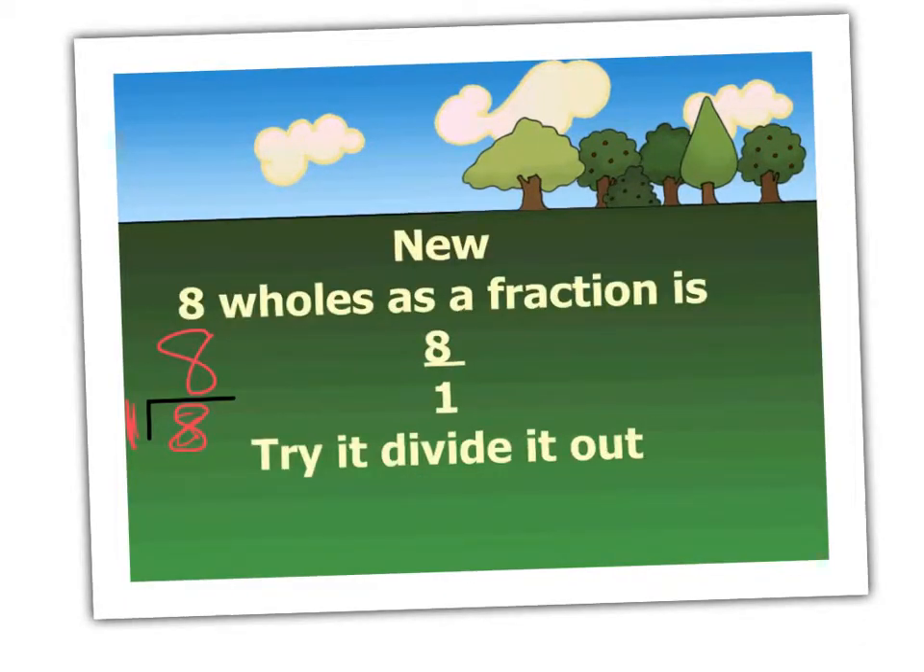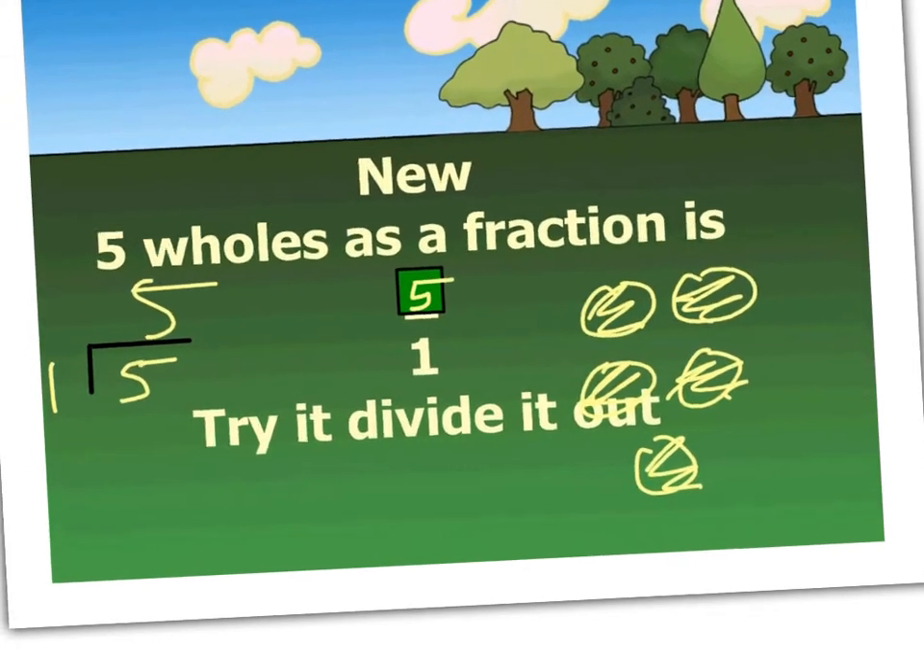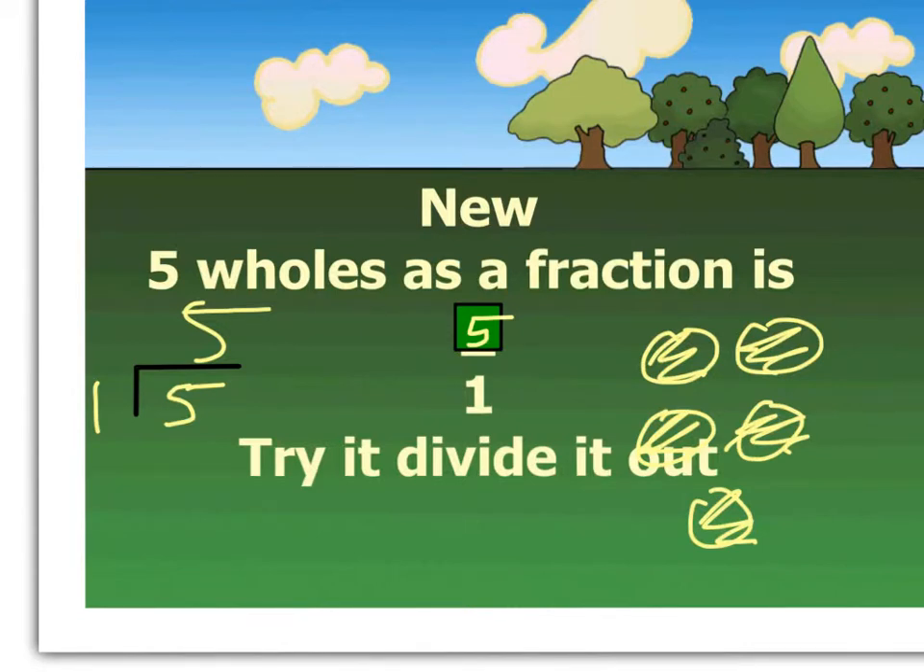We'll need that when we borrow. We talked about how 8 wholes is 8 over 1. We divided it out to try it. 8 divided by 1 is 8, so we had 8 wholes. We talked again about 5 over 1 on this one. So 5 over 1 is 5.